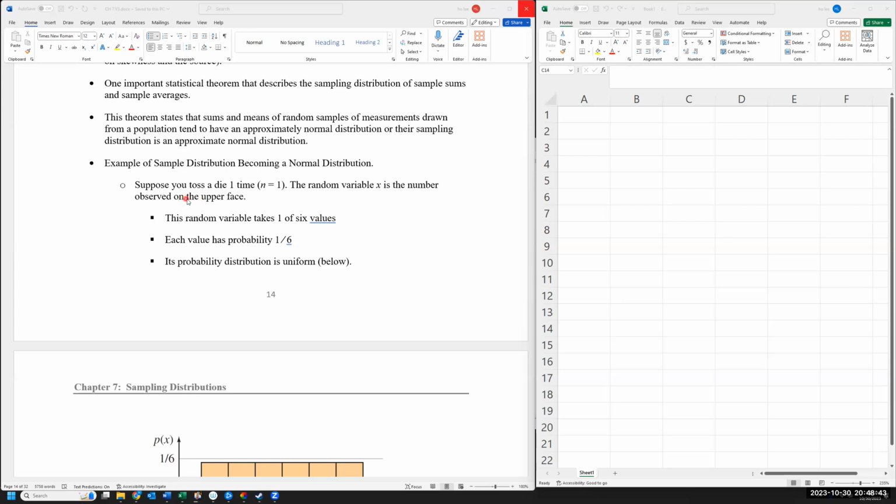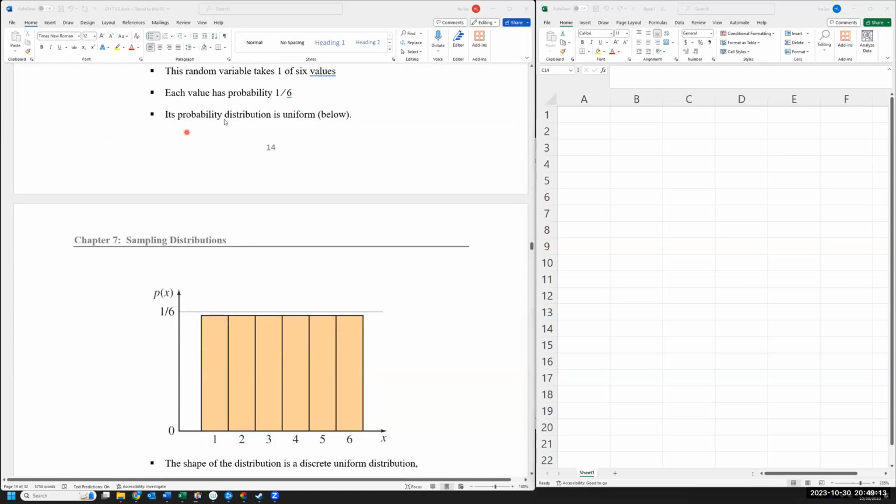Suppose you toss 1 die. So you throw 1 die, which means you just take 1 sample. The random variable x is the number observed on the face value. This random variable x could take one of 6 values. You could show 1, 2, 3, 4, 5, or 6, and each of these has 1/6 probability. So the probability distribution is uniform.